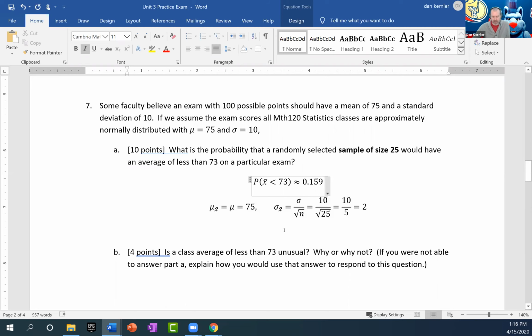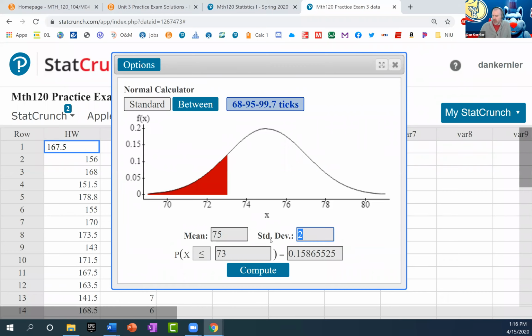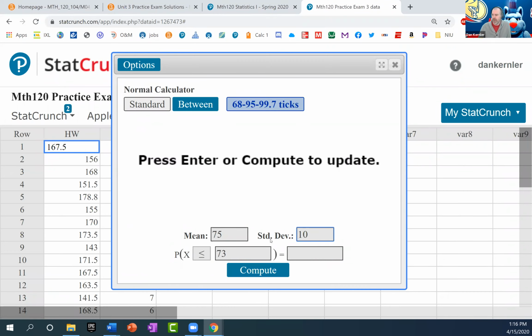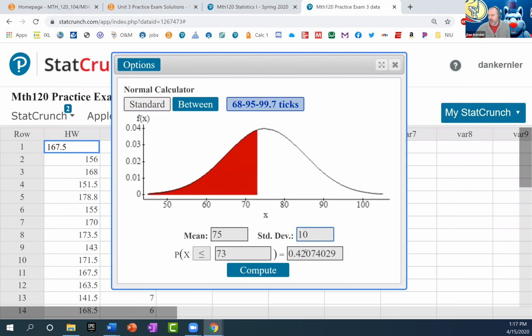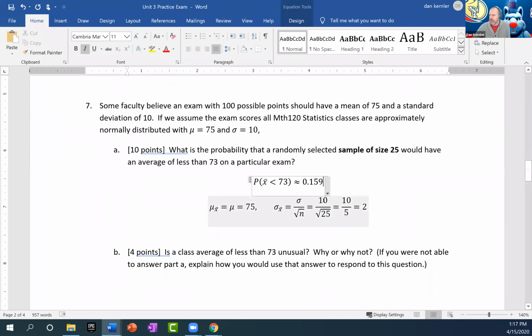That is exactly correct. So the common error on this one, I think the answer is about 0.4, is just putting mean 75, standard deviation 10, and you get 0.421. That's the common mistake. That's the probability that one exam is less than or equal to 73, not the probability of getting a sample mean. So Brittany is correct. You have to get the standard deviation of the sample mean.